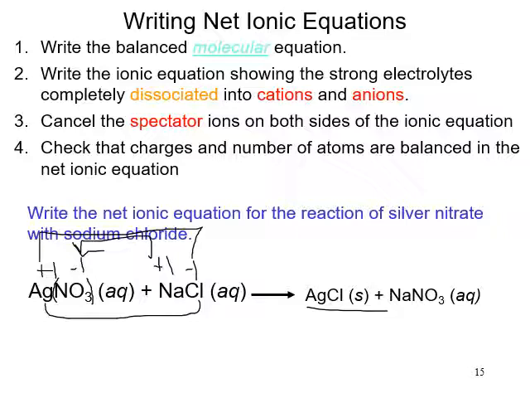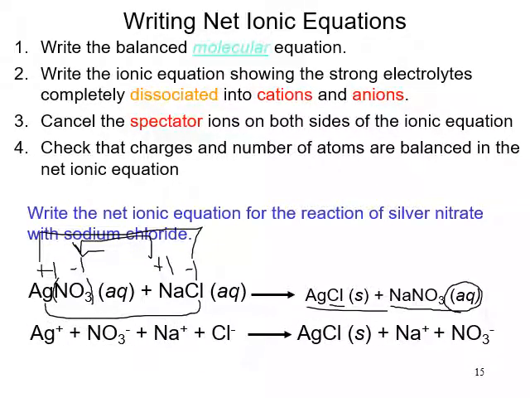You go look at your solubility rules. All sodiums and nitrates are soluble, aqueous. Most of the time chlorides are soluble unless it's with silver. So now you would cancel your spectator ions, which are the nitrates and sodiums. So your net ionic would be silver plus chloride to make silver chloride. So that's a good template for you to follow to do any of these types of problems.